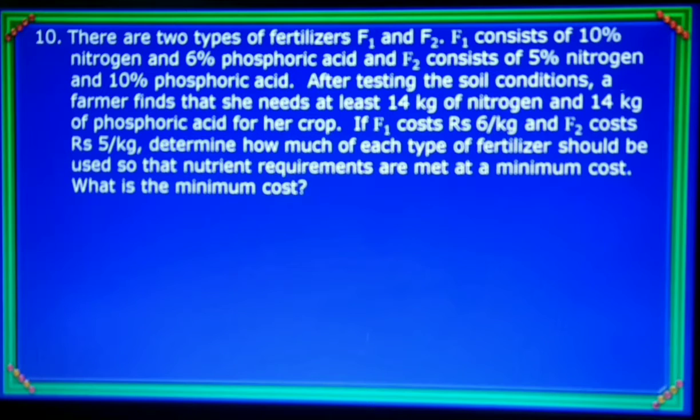If F1 costs rupees 6 per kg and F2 costs rupees 5 per kg, determine how much of each type of fertilizer should be used so that nutrient requirements are met at a minimum cost. What is the minimum cost?